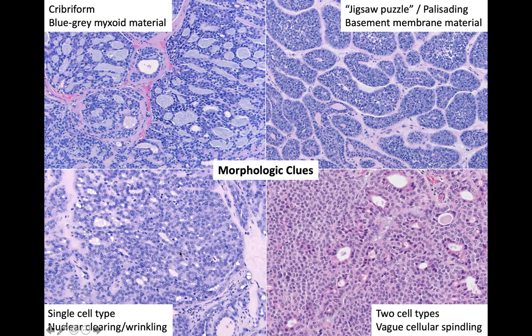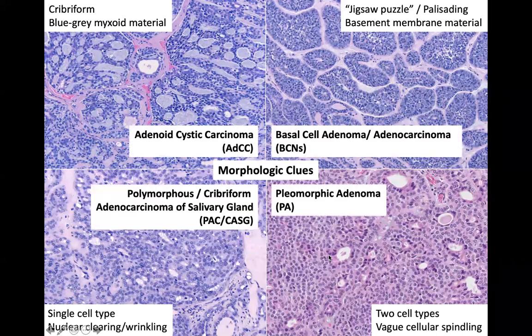Bottom ones are a little more challenging. So the bottom left essentially is a tumor of single cell type with nuclear wrinkling. The tumor on the bottom right, you can see maybe actually punctuated by ducts, right? So there's these sheets of cells, but there's punctuation by ducts. And so in fact, top left is adenoid cystic, top right are basal cell neoplasms, bottom left is polymorphous/cribriform adenocarcinoma, and bottom right is actually a very cellular pleomorphic adenoma. Remember that PAs don't have to have chondromyxoid stroma. If they do, you're lucky, but if they don't, it can be a little bit more of a challenge.